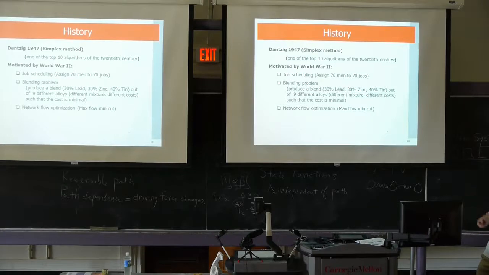Another common problem in those years was a blending problem. Your goal is to produce a blend that contains 30% lead, 30% zinc, and 40% tin. You can buy, say, 9 different alloys that contain different percentages of these materials, and they might have different costs as well. You want to purchase some quantity in such a way that your final blend has these percentages of the different materials, and you want to produce it at minimal cost.